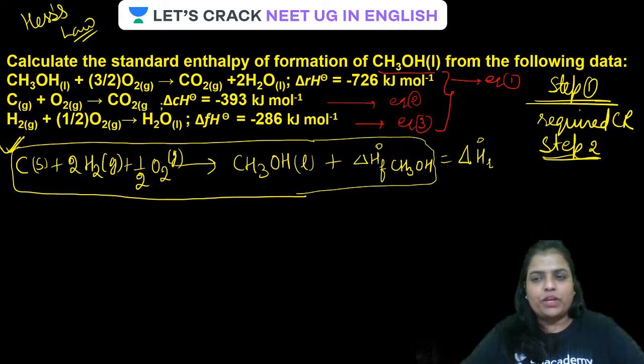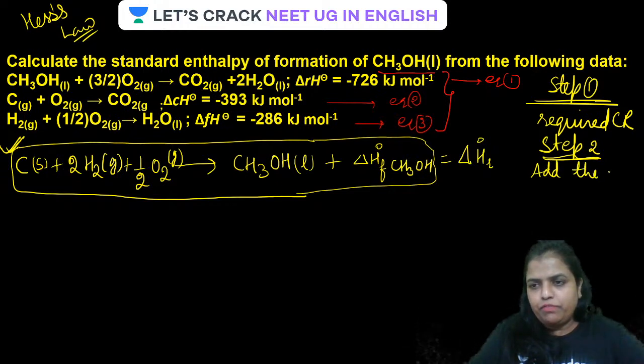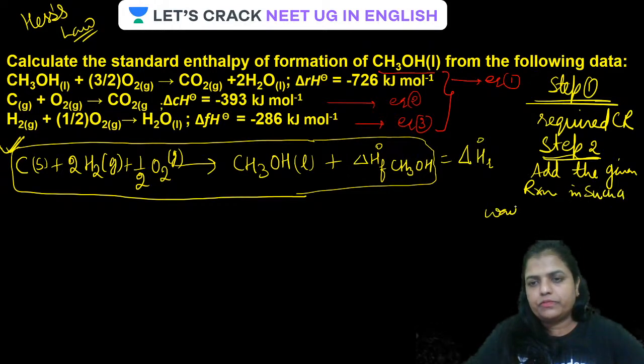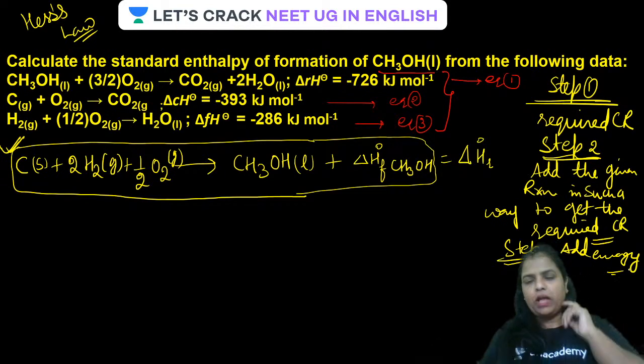All clear? So step 2 is to add the given reactions in such a way as to get the required chemical reaction of step 1. All done? Then simply add on. Step 3 is simply add the energies. Done? We are going to have this now.